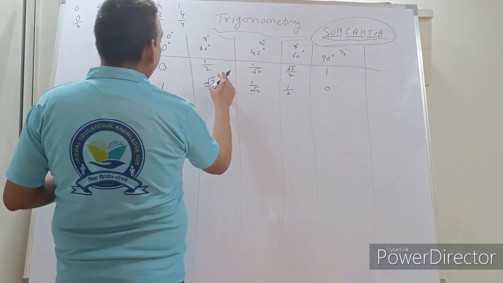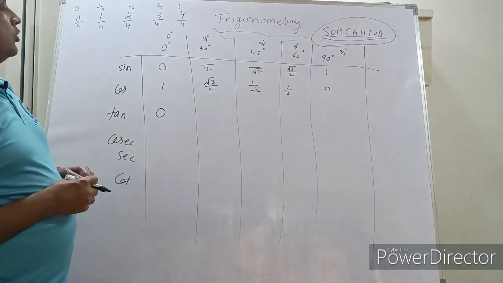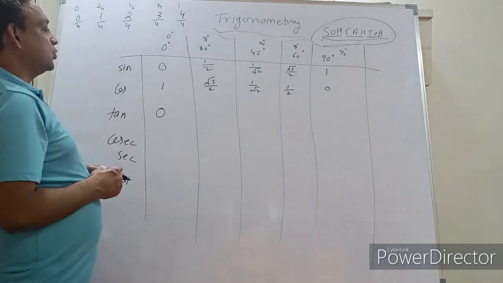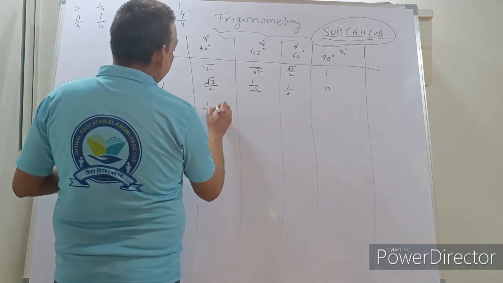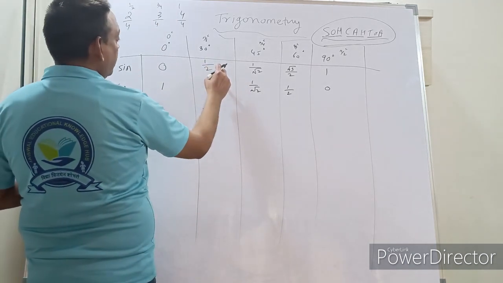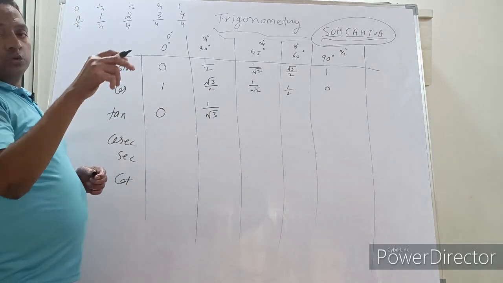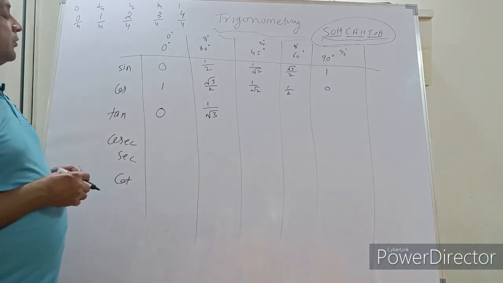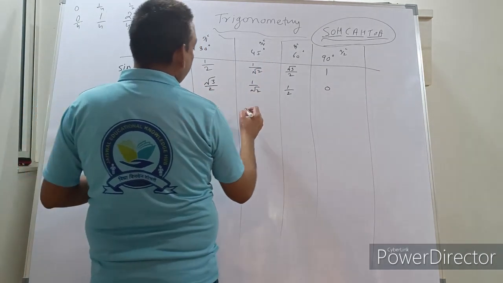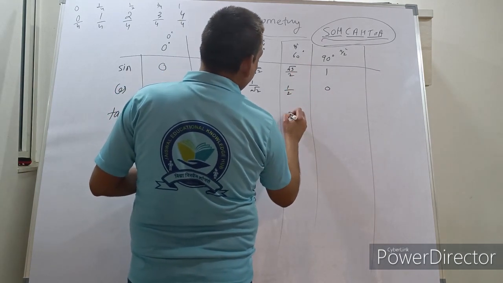1 upon 2 divided by root 3 upon 2. So 1 upon 2 multiplied by 2 upon root 3. The 2 and 2 get cancelled. 1 over root 3. Yes or no? Then 1 upon root 2 divided by 1 over root 2 gives you 1. Root 3 upon 2 into 2 upon 1 gives you root 3.